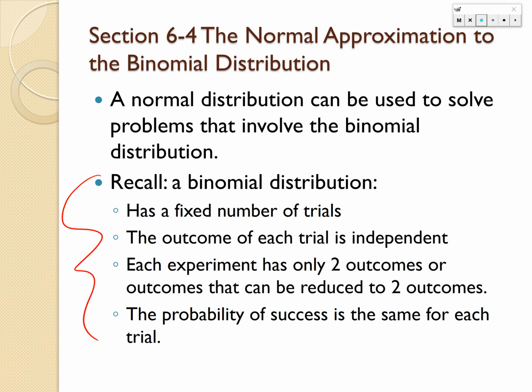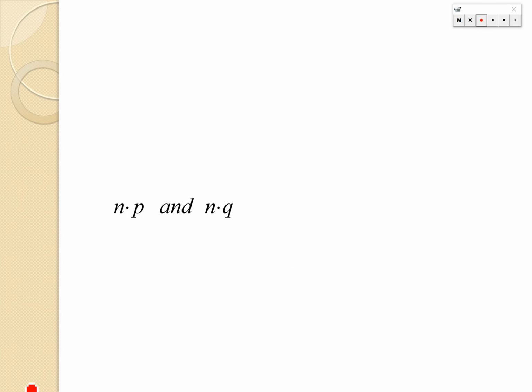So just a little recall about the binomial distribution. We have a fixed number of trials. The outcome of each trial is independent. Each experiment only has 2 outcomes, or if you have more than 2 outcomes, you can group them so they're just down to 2 groups. The probability of success is the same for each trial. So one trial happening, the result of that trial does not affect the next trial's probability of success, or the one after that, or the one after that. Each trial has the same probability of success. So just a little recall, we visited the binomial distribution last unit.